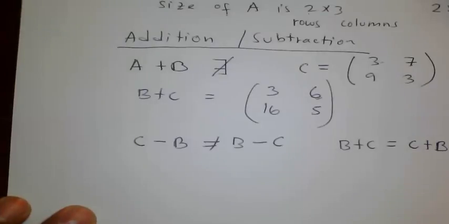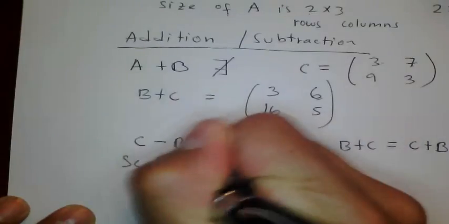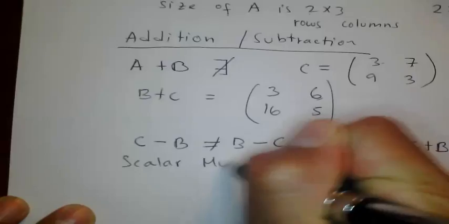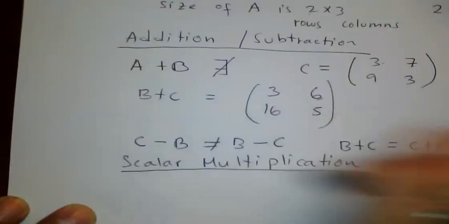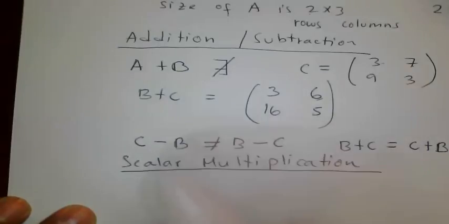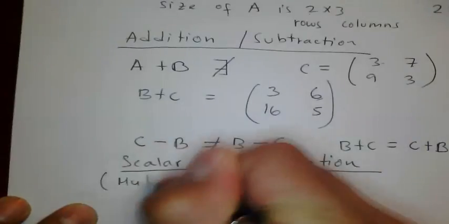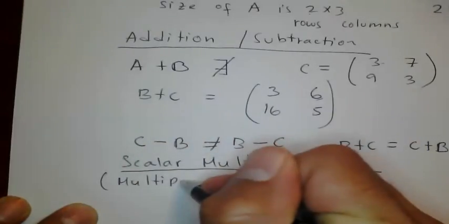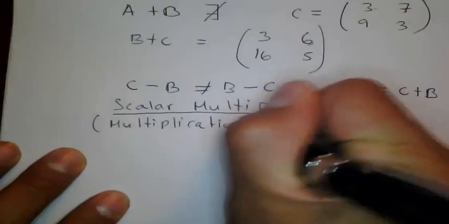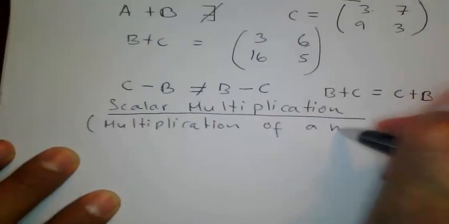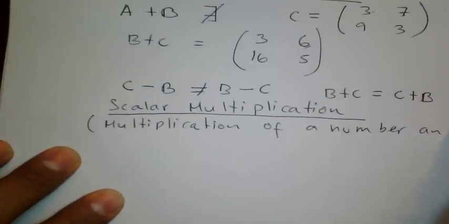Now we also have the scalar multiplication. So in this case it is the multiplication of a number and a matrix.